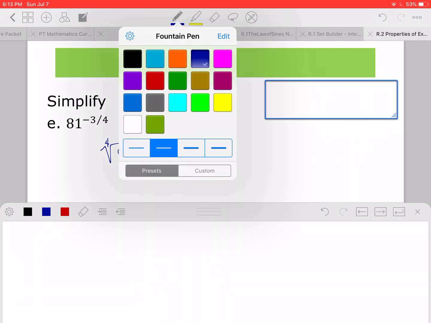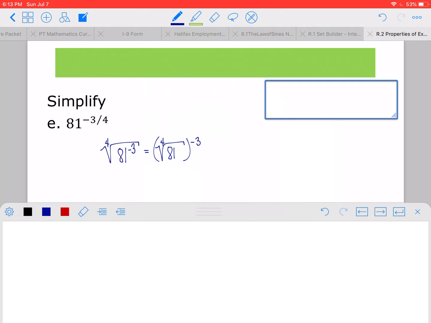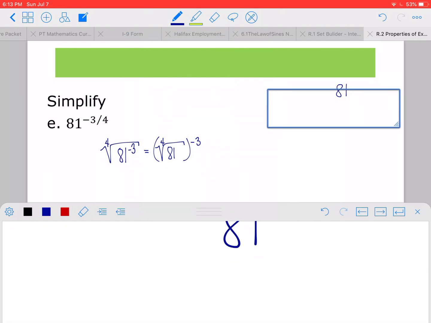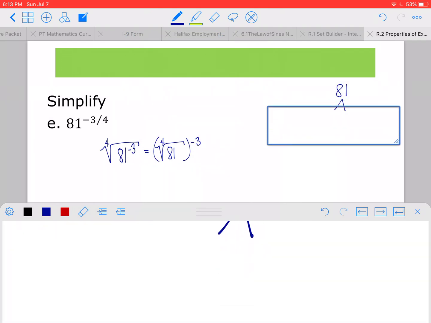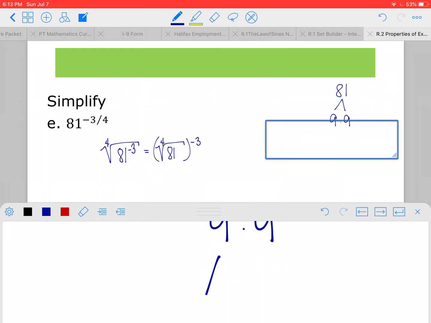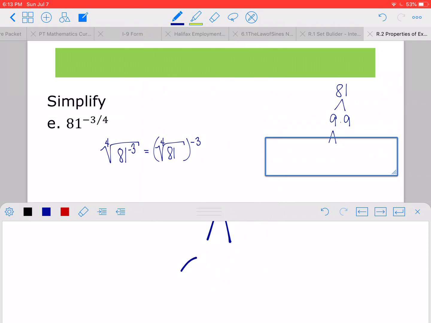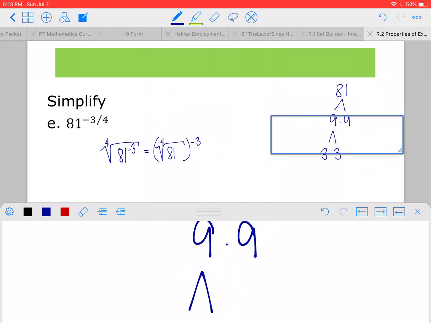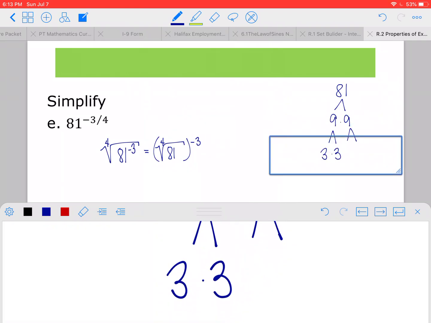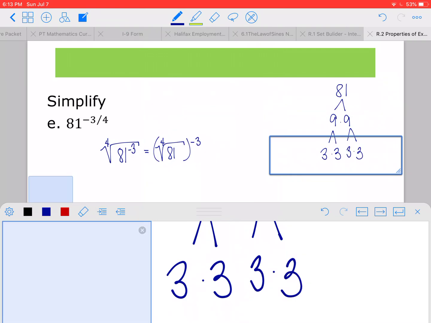We've already talked about this a little bit. It's 3, but we'll go over to the side just to verify. 81 is 9 times 9. We can bring that down more to be 3 times 3 is 9. And the other 9 is 3 times 3. And so we've got our 3's as far as we can go here. And there's 4 of them.